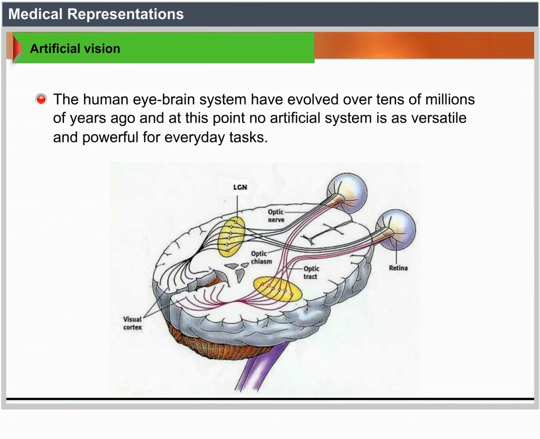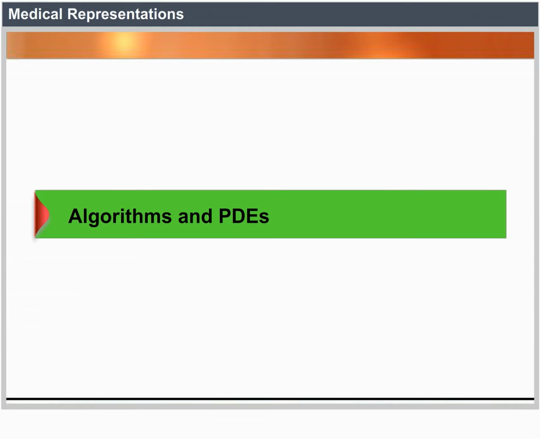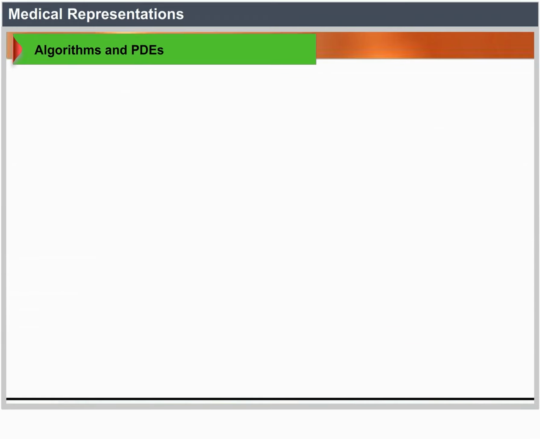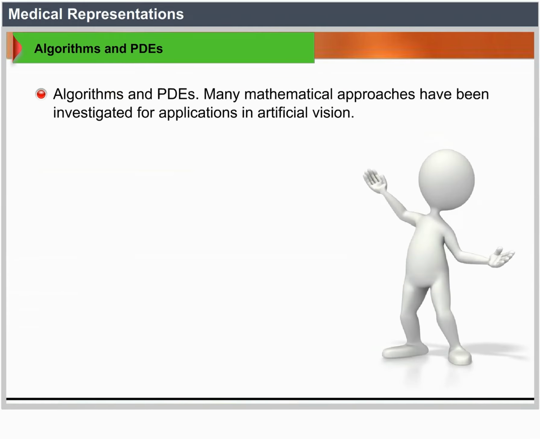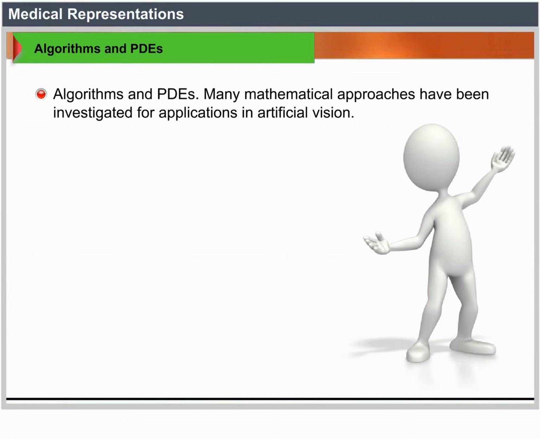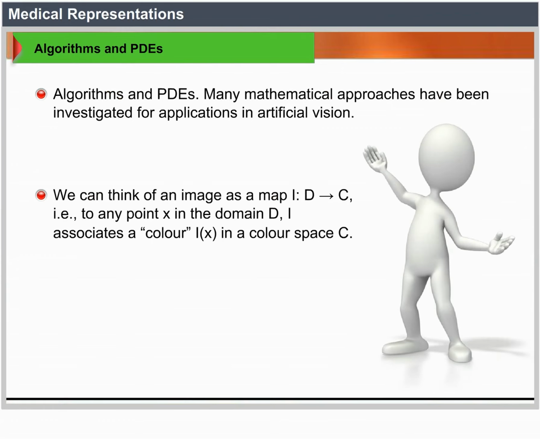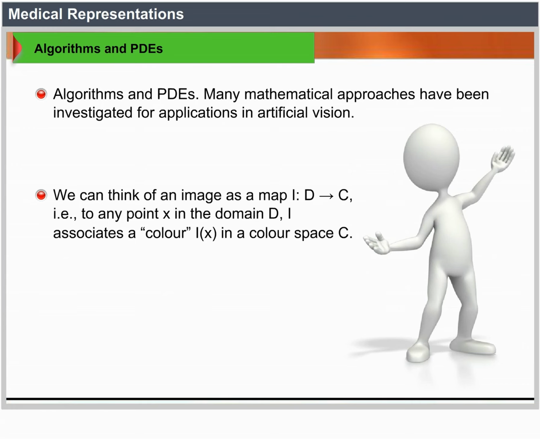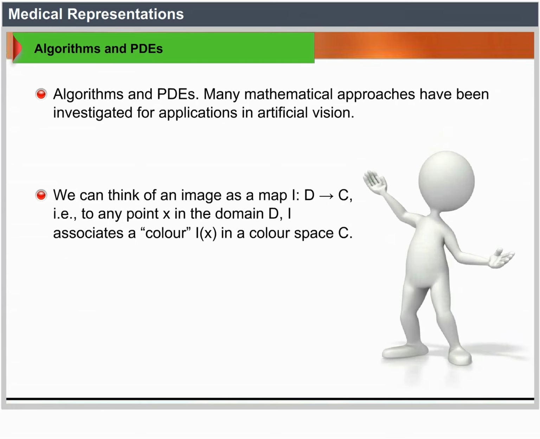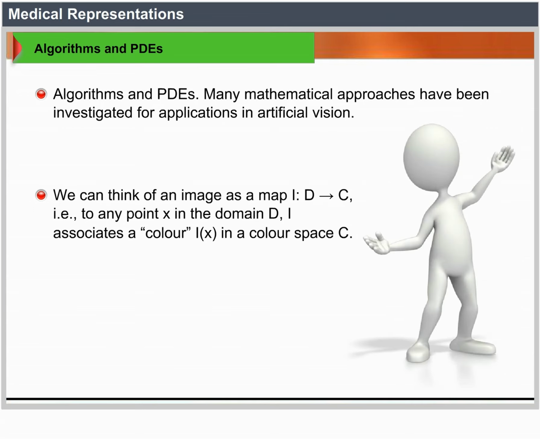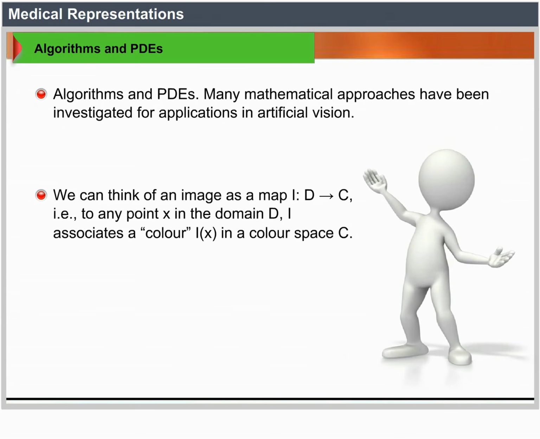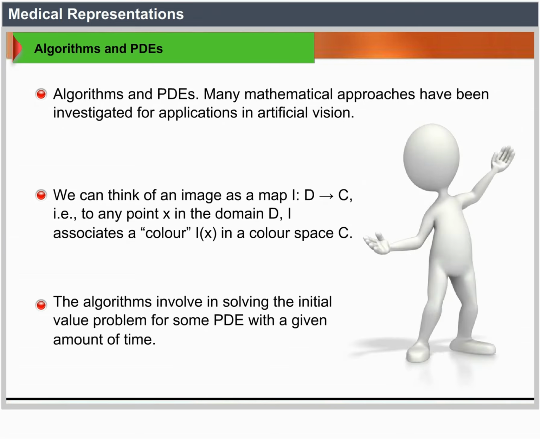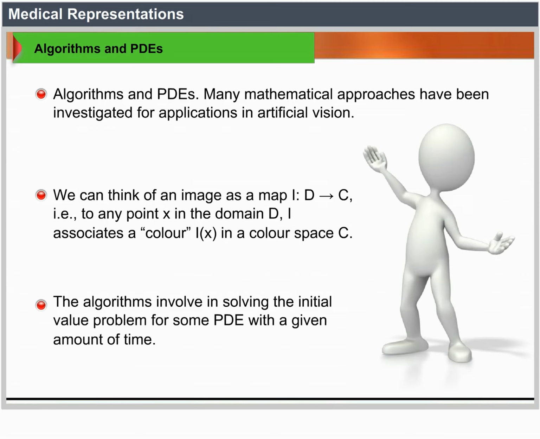Algorithms and PDEs. Many mathematical approaches have been investigated for the applications of artificial vision. We can think of an image as a map I: D tends to C, that is, to any point X in the domain D, I associates a color I of X in a color space C. The algorithms all involve solving the initial value problem for some PDE for a given amount of time.